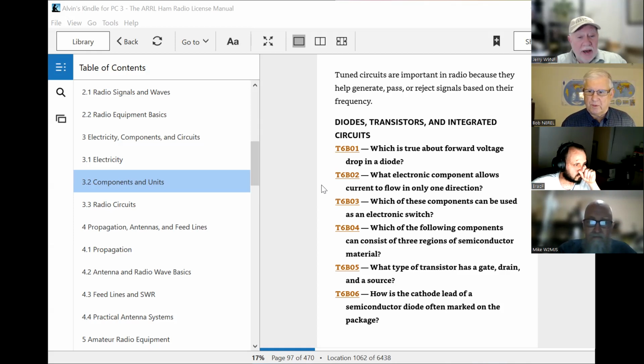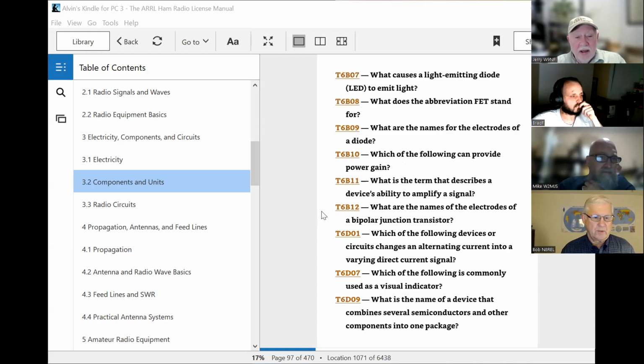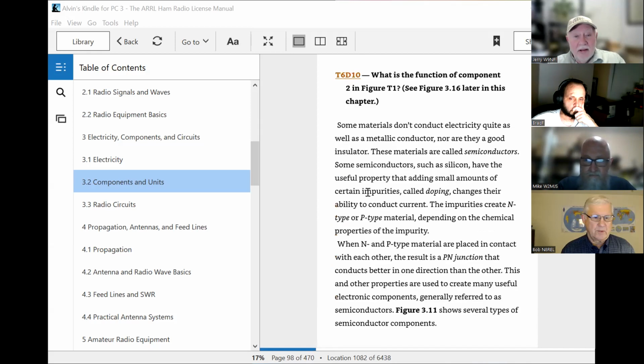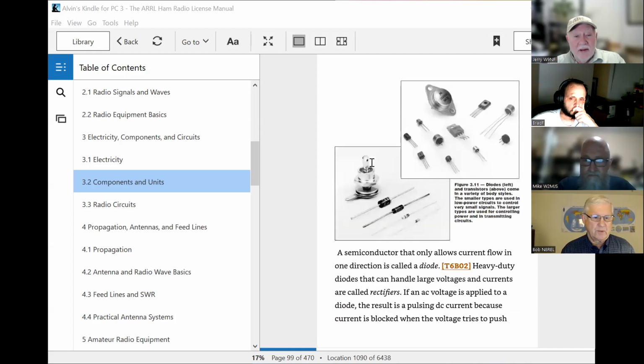Okay. Diodes and transistors and integrated circuits. All right, these are all questions in the pool that you might find on your exam. A semiconductor that only allows current to flow in one direction is called a diode. I'll show you in a little bit what a diode does.